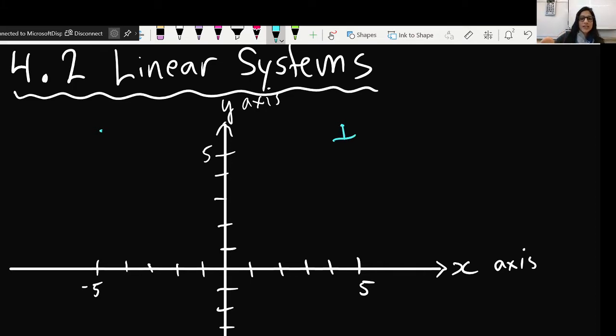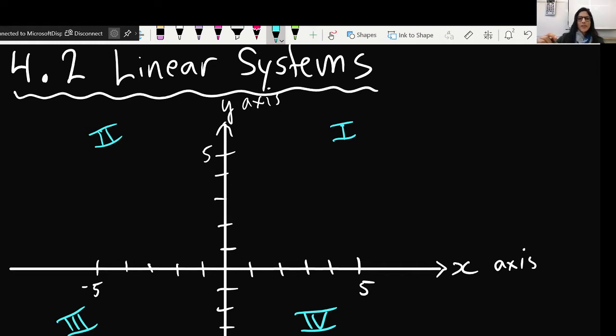So I would call this quadrant 1. This would be quadrant 2. This would be quadrant 3. And this is quadrant 4. And are you all familiar with these Roman numerals for 1, 2, 3, and 4? So far this is all review. Good stuff.